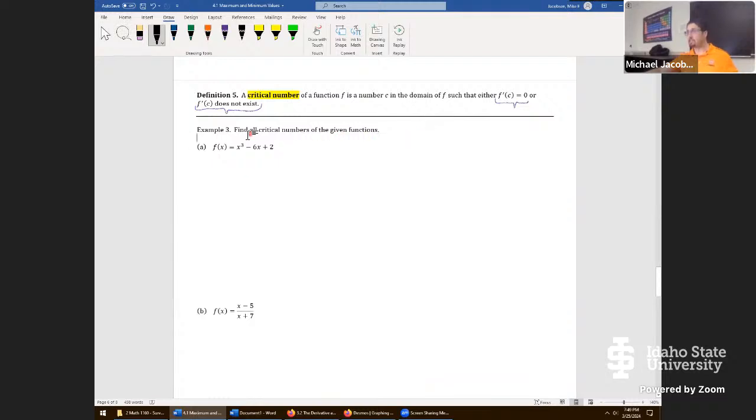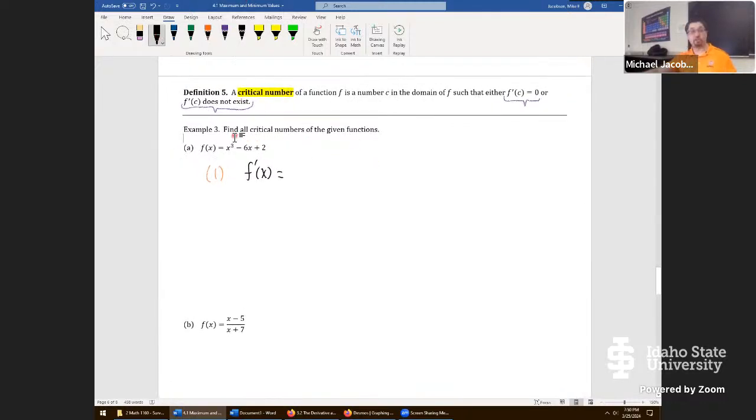So first step is, when it says find the critical numbers of the given function, you'd want to do this right away. Step one, calculate f prime of x. And that's nice. That's what chapter 3 was all about, just taking as many derivatives as possible. We're starting off with a nice polynomial function. So the derivative will go 3x squared, from here will be a minus 6. And that's it. That's our first derivative. So step 1 is done.